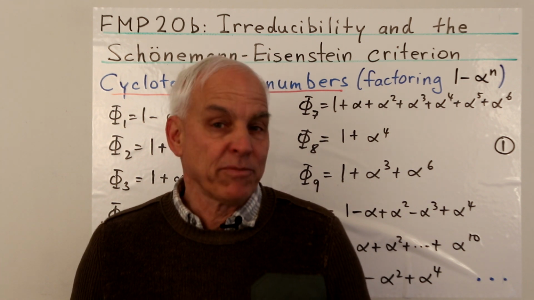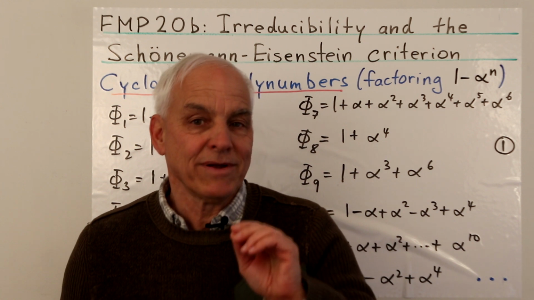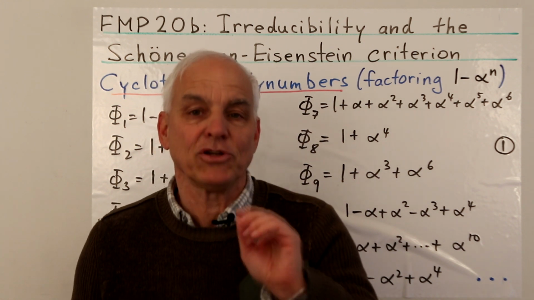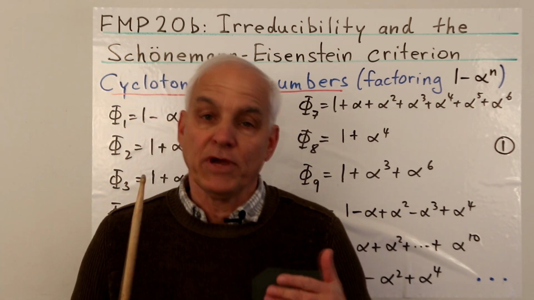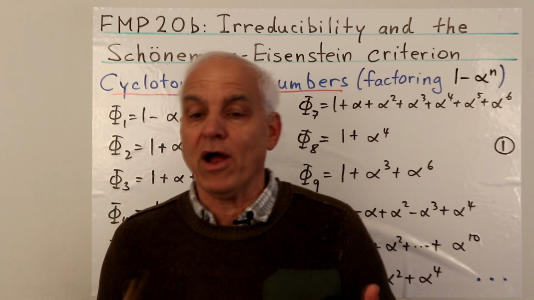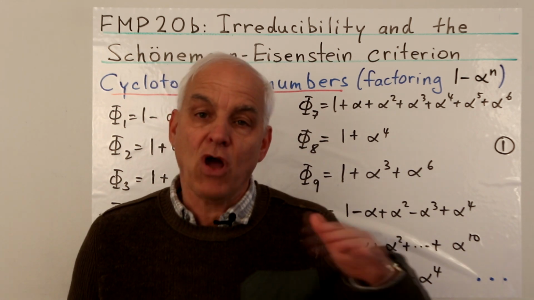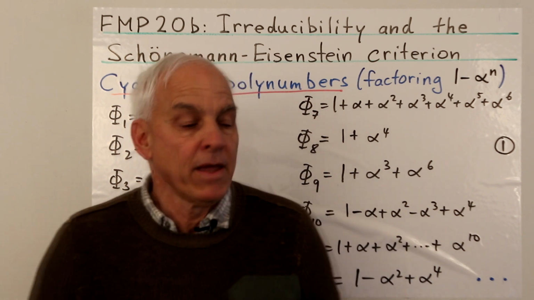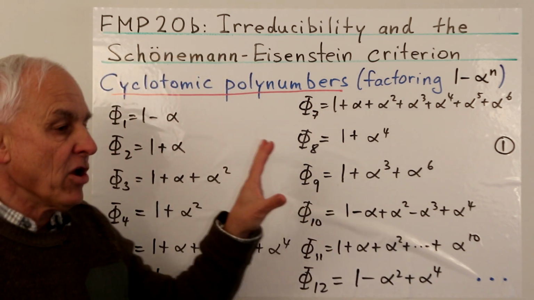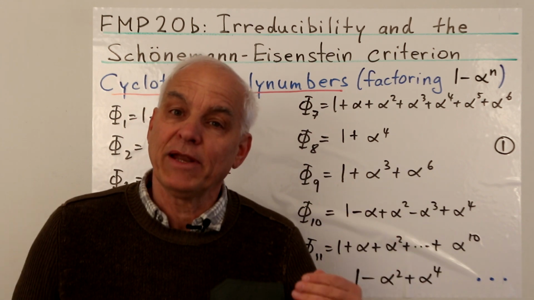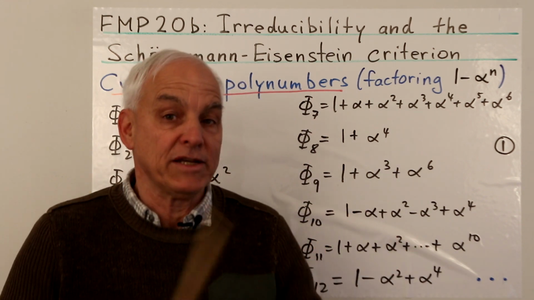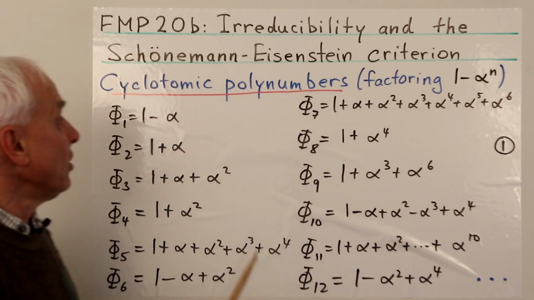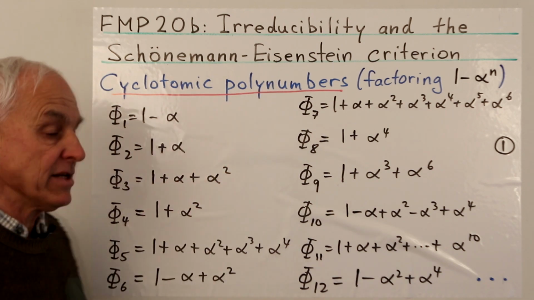In this famous math problem, we're looking at how to calculate cyclotomic polynomials. These are an interesting family of polynomials that arise in algebra, and they have a lot of consequences for field theory and Galois theory. So today we're going to be focusing on the notion of irreducibility and an important criterion for irreducibility due to Schoenemann and Eisenstein.